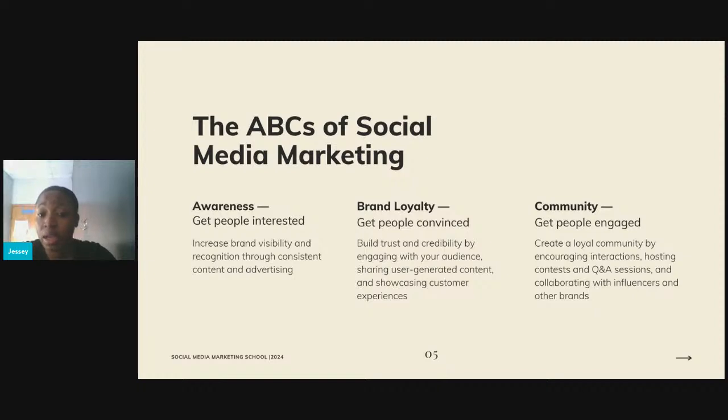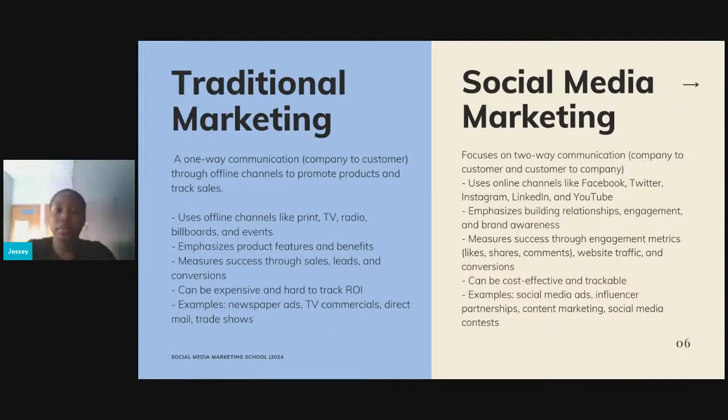And testimonials is also very, very important to show up for your brand, right? You want to reach out to people that have used your brand, trusted your brand to a certain extent, and talk about your brand online. That's one way for people to see that okay, this works for A, so it might as well just work for me, right? And also want to get people engaged. You create a loyal community by encouraging interactions, hosting content and question and answers, and collaborating with influencers and other brands, right?